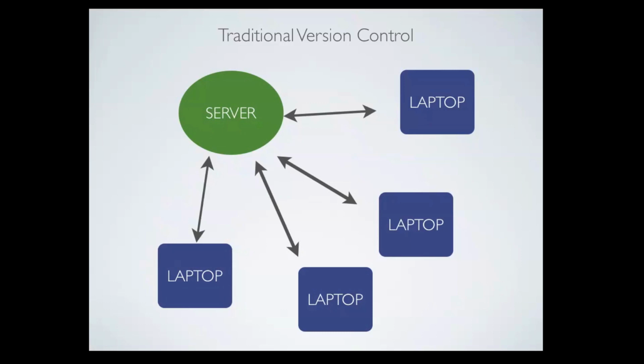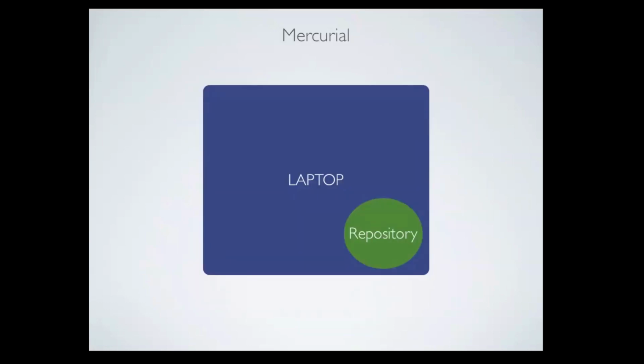So you run into the dilemma of, do you check in something that's not quite working as a way to version it, or do you just work until you have your entire feature done and then check that into the server? Well, Mercurial works a little differently. On Mercurial, you actually have the repository on your machine. So it's actually a full repository on your laptop, and you're able to make your changes and commit them, and all of that happens locally.